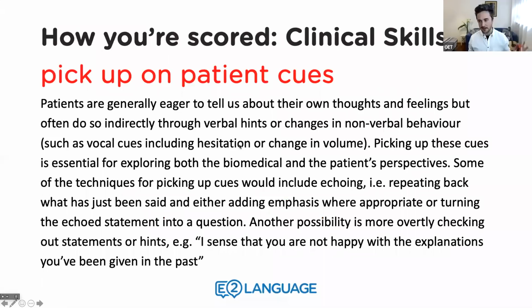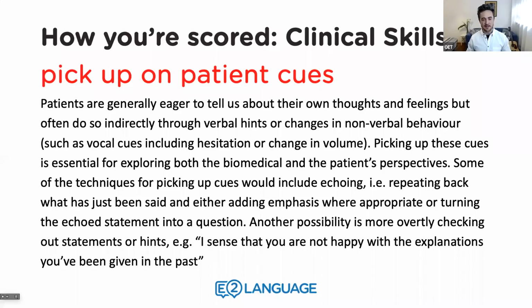Sorry, I'm going to read this even though it's boring. Patients are generally eager to tell us about their own thoughts and feelings, but often do so indirectly through verbal hints or changes in non-verbal behavior, such as voting. The patient might say, oh, yeah. Okay, it's not even really language, but the patient's indicating some sort of concern there, and you should pick up on that. You should stop and ask the patient, okay, tell me, is there any concern there? Then the patient will make it more explicit.